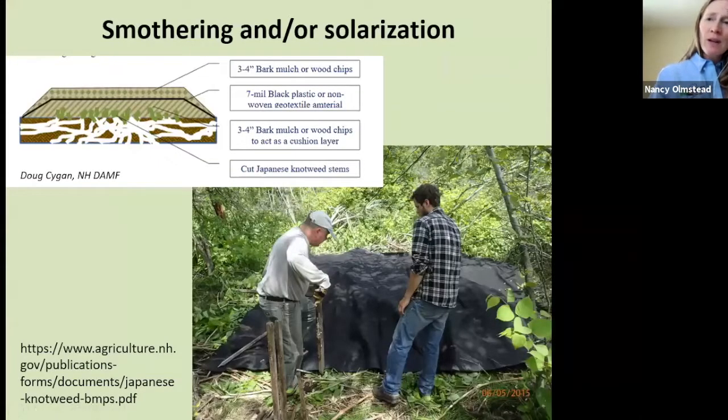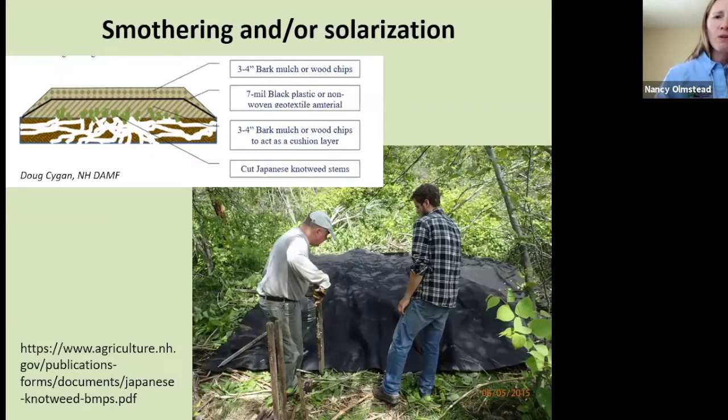Smothering and/or solarization, these are biologically slightly different, but you may get one with the other. This can be a good tactic. I'm going to talk about it specifically as it relates to Japanese knotweed, because that's often how I hear it discussed, but it could also be used for other herbaceous plants.